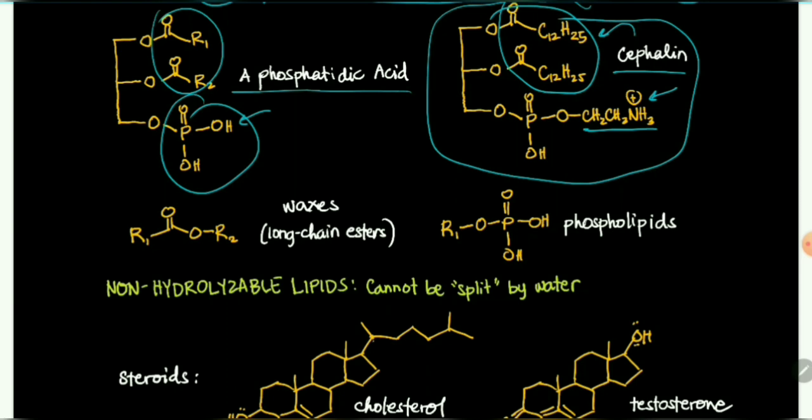Okay? So for waxes, okay, kapag waxes naman, they are long chain esters. So yung R2 and R1, they are long alkyl chains. So mahabang chains yan, R1 and R2. So ganun din yung phospholipids. Yung R1 na to ay sobrang haba. Okay? So those are the hydrolyzable lipids.